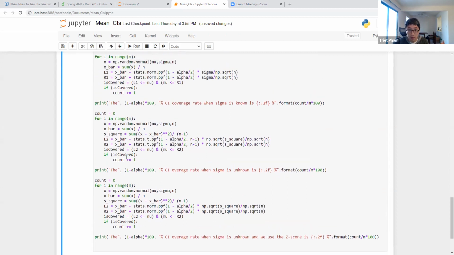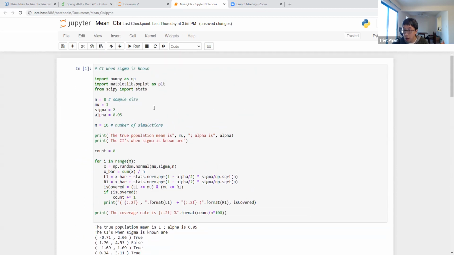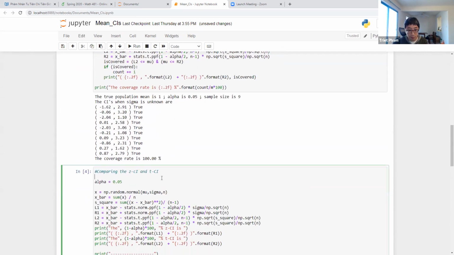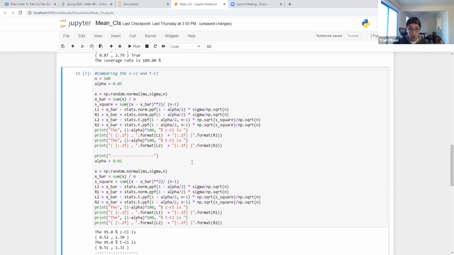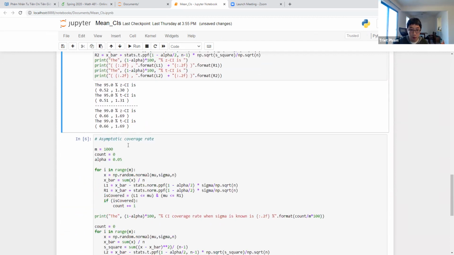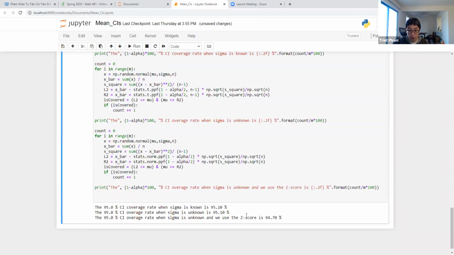Now, this is because the sample size is small. Sample size is 9 or 8, whatever. When the sample size is large, then the z coverage and the t coverage are actually roughly similar. So can I change this for you? Let's say n equals 100. You see, they're roughly similar. And if n is equal to 100 here, the coverage are similar, even if I use the wrong one.